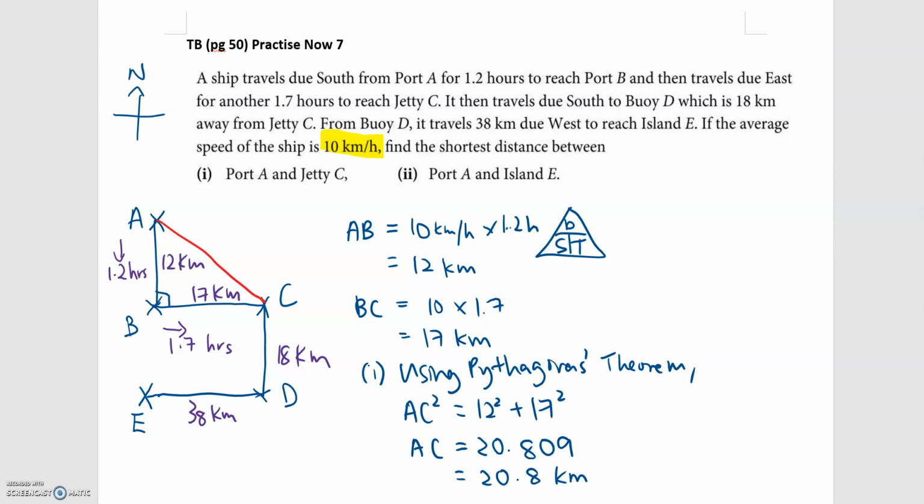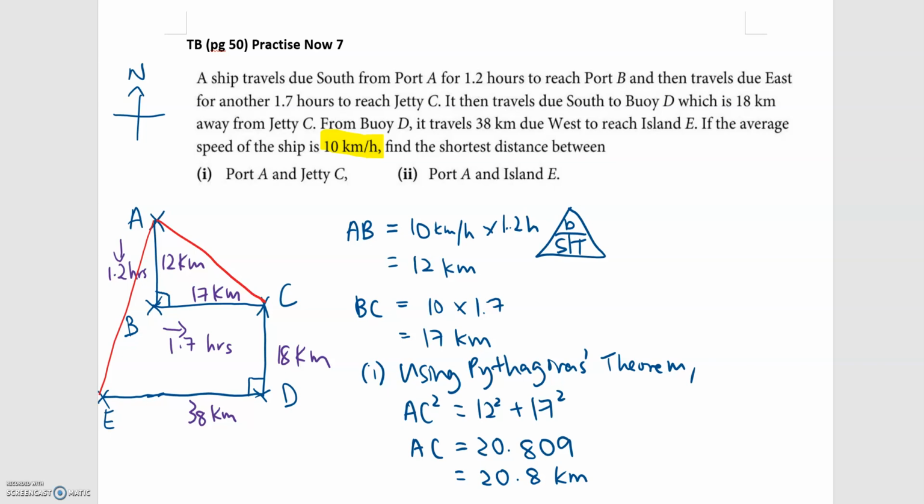Now for part 2, they want us to find the shortest distance between port A and island E. Okay, now if I were to slightly change my diagram to reflect the lengths, E will be further out than we thought it would be. And they want us to find this length here. Okay, so previously, I have a right angle triangle here. I have another right angle triangle here.